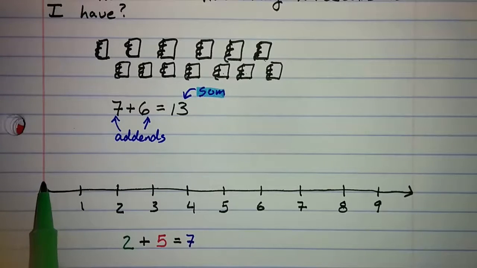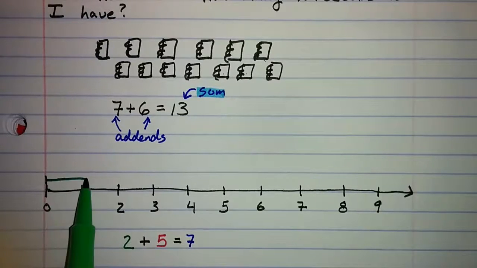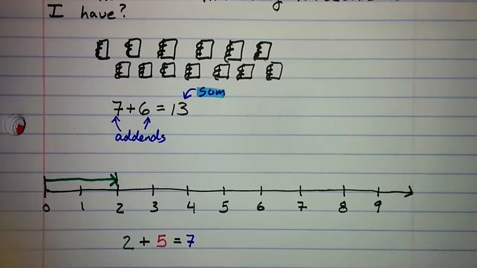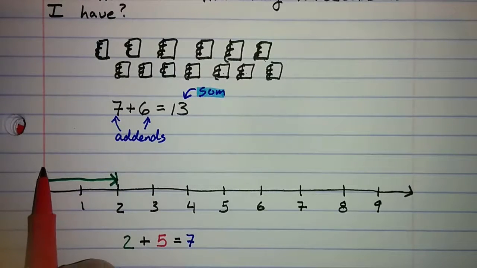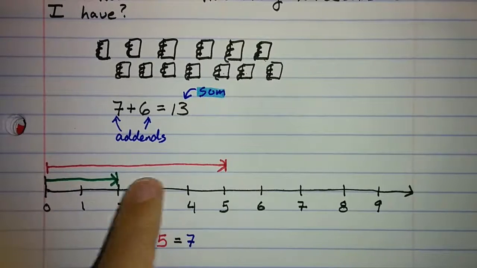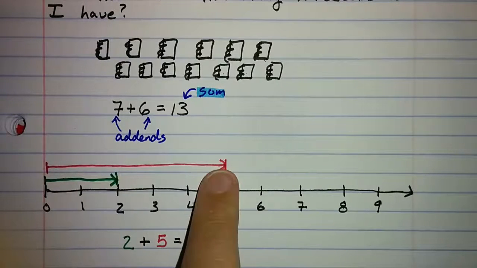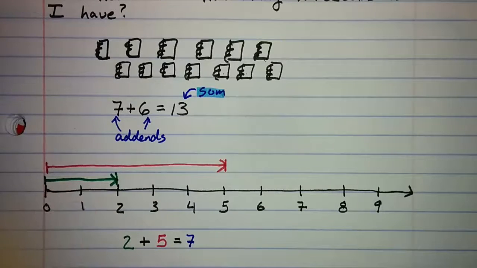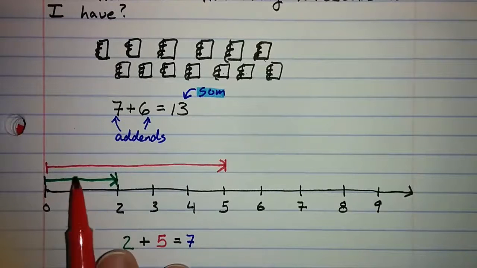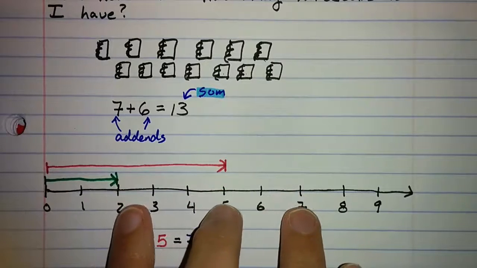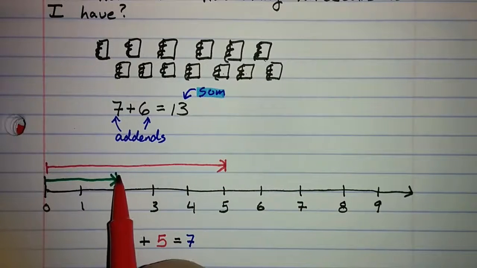Now we mentioned earlier that the number 2 can represent this length, and the number 5 can represent this length. So the number 5 represents the length 5 units long. The number 2 represents the length 2 units long. Look and see what happens when I draw the length 5 at the end of the length 2.